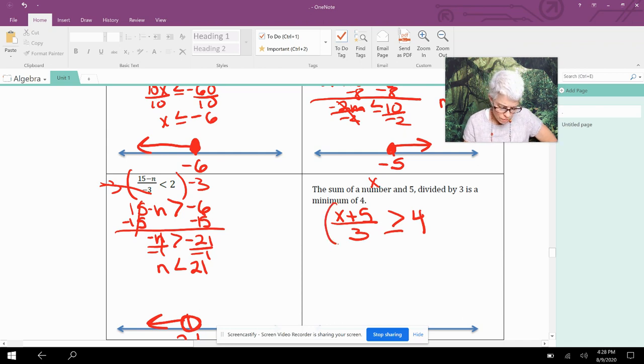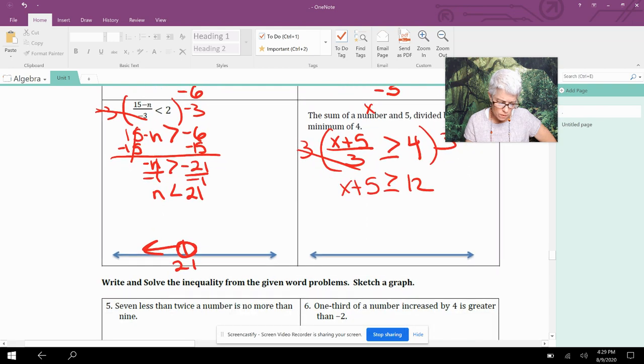So I'm going to get rid of that 3 by multiplying both sides, which clears the fraction. x plus 5 is greater than or equal to 12. Now I didn't multiply by a negative, so I don't flip anything. Minus 5, whoops, minus 5. Again, I'm not multiplying or dividing by a negative, so nothing changes.